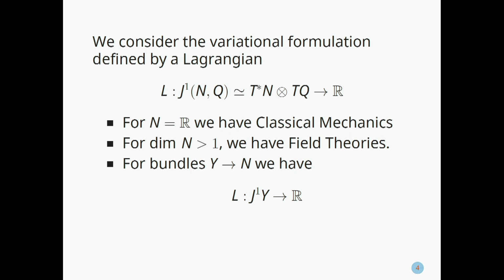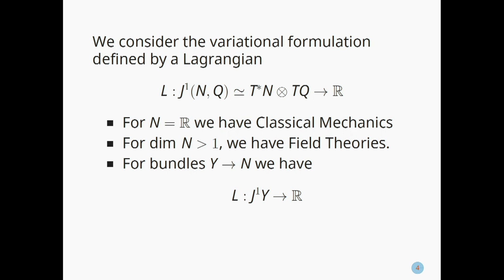Those are elements on the jet space, and if the bundle is trivial, these are like one-forms in N taking values in TQ, right? For example, if N is the real line, we have classical mechanics. Actually, T star of R is nothing, and the tensor product is nothing. This is just time-dependent mechanics. This is R cross TQ. But if the base manifold is bigger, then we have field theories: relativity, Yang-Mills, electromagnetism. We have many other things, right?